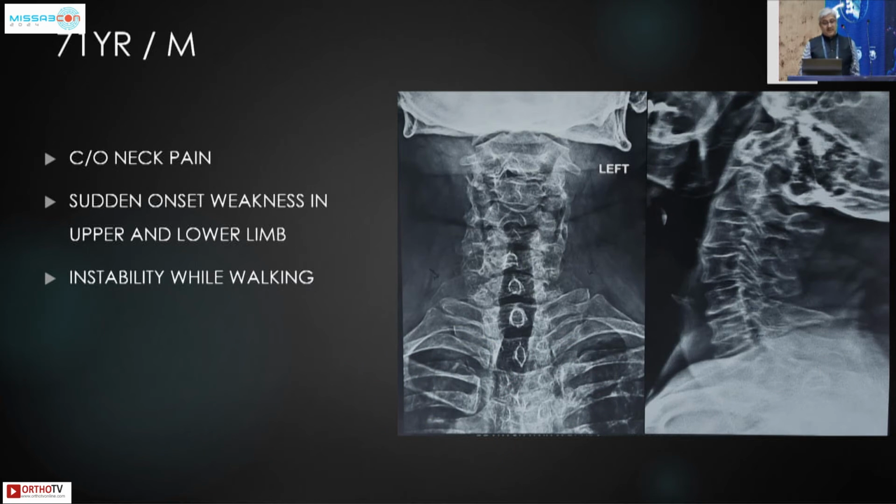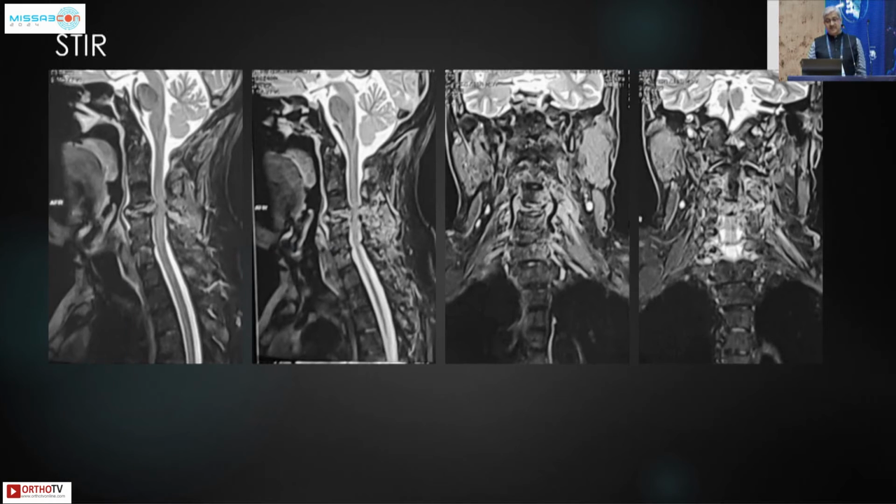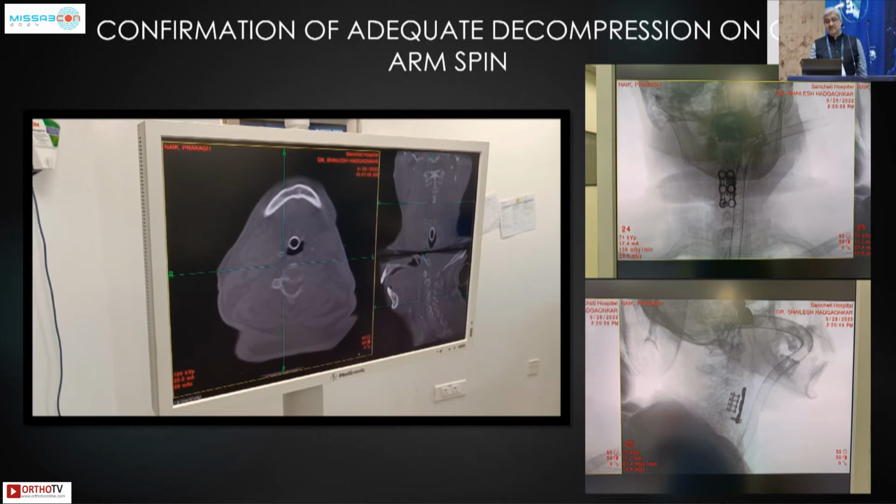So another clinical case where we used the navigation. It's a 71-year-old male with neck pain, sudden onset of weakness in both upper limb and lower limb, with instability while walking. The MRI shows a pathological lesion at C4 with significant cord compression. Both anterior and posterior elements were involved. So two-stage surgery was planned.